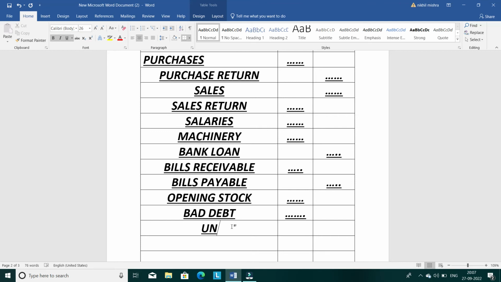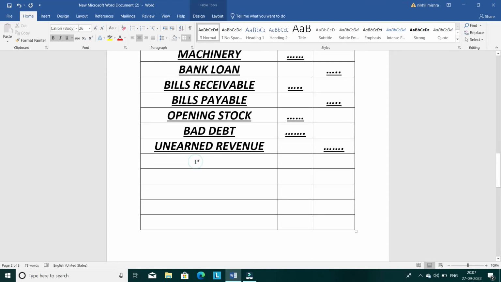Unearned revenue. You have not earned that revenue. Suppose you have got an advance income, like advance salary. You have not earned it but you have received it in advance. That kind of income is considered a liability, because for that money you have not given any service yet. So unearned revenue goes on the liability side.